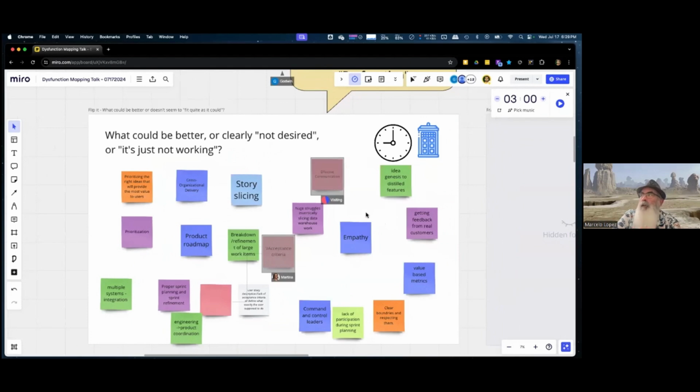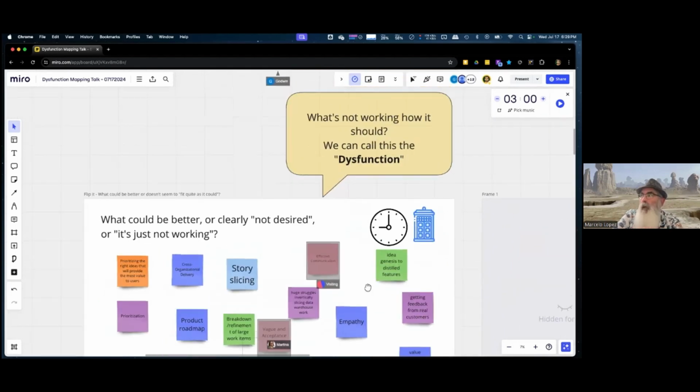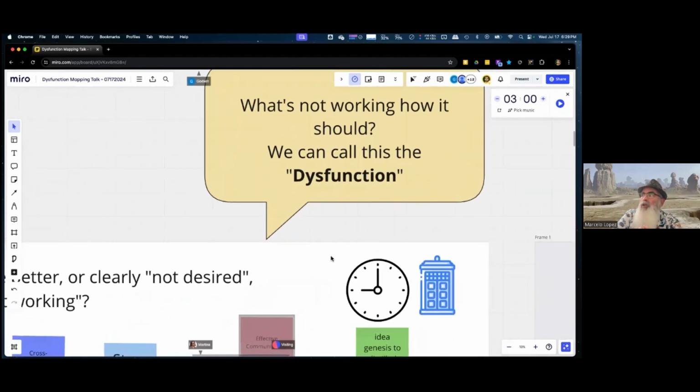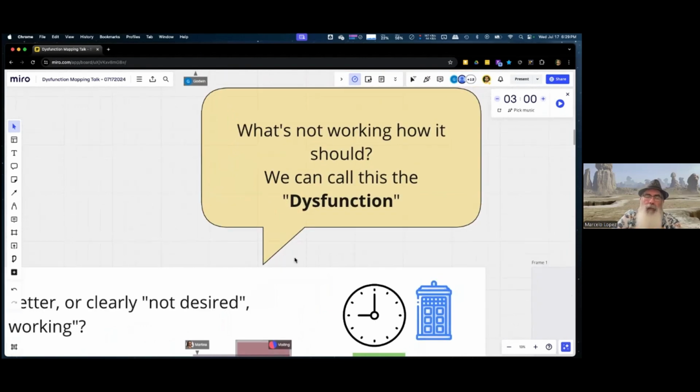Because in dysfunction mapping, this is where we start. The things that aren't working how they should, we call a dysfunction. Now, I understand the word dysfunction is a little funky. It's a little challenging. But if we're a little bit open to feeling a little uncomfortable, we'll find out that it's not such a scary word, because really what it means is it's not working the way that we think it should be.